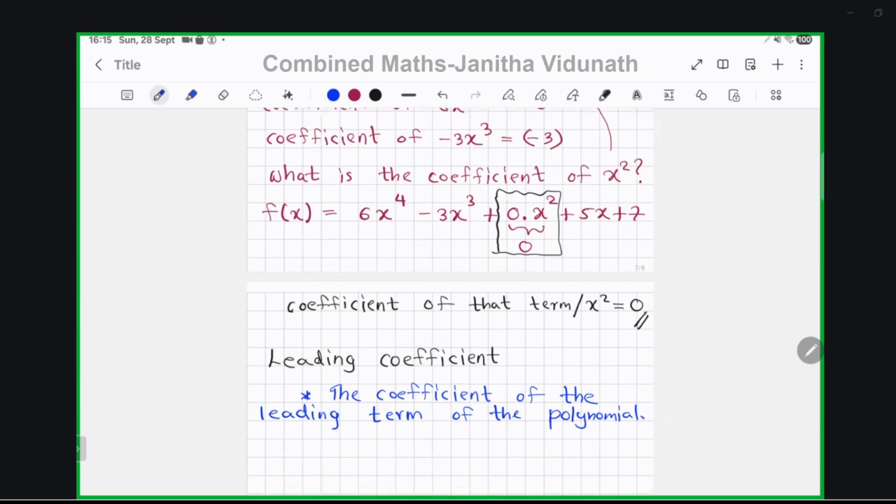Okay. Now we need to identify the leading coefficient. To identify the leading coefficient, first we need to identify the leading term. Then from that term, we can identify the coefficient of that leading term. We call that coefficient the leading coefficient. First, identify the leading term, then we can identify the leading coefficient.